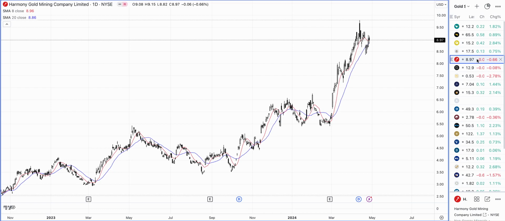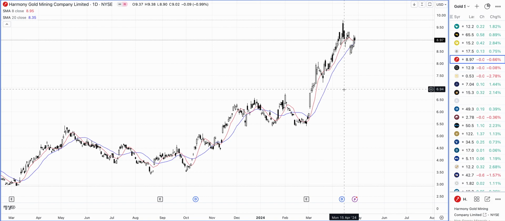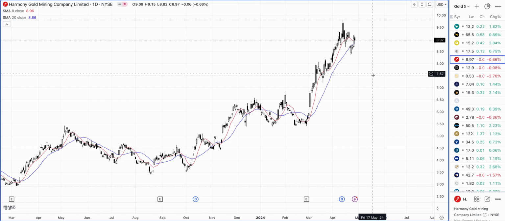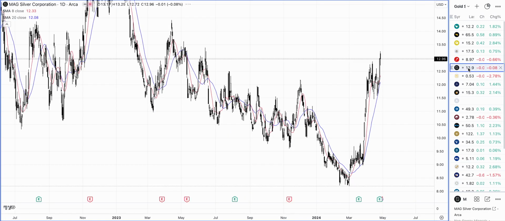This one is Harmony Gold. Haven't had a look at this one, but this price action as of Friday the 12th is not a good looking candle, and the price, as long as it remains above the 20-day moving average, maybe it's got a chance to test a little bit higher. But if it begins to close lower, it's just for the watch list in my opinion. Mag Silver, we'll leave that one.